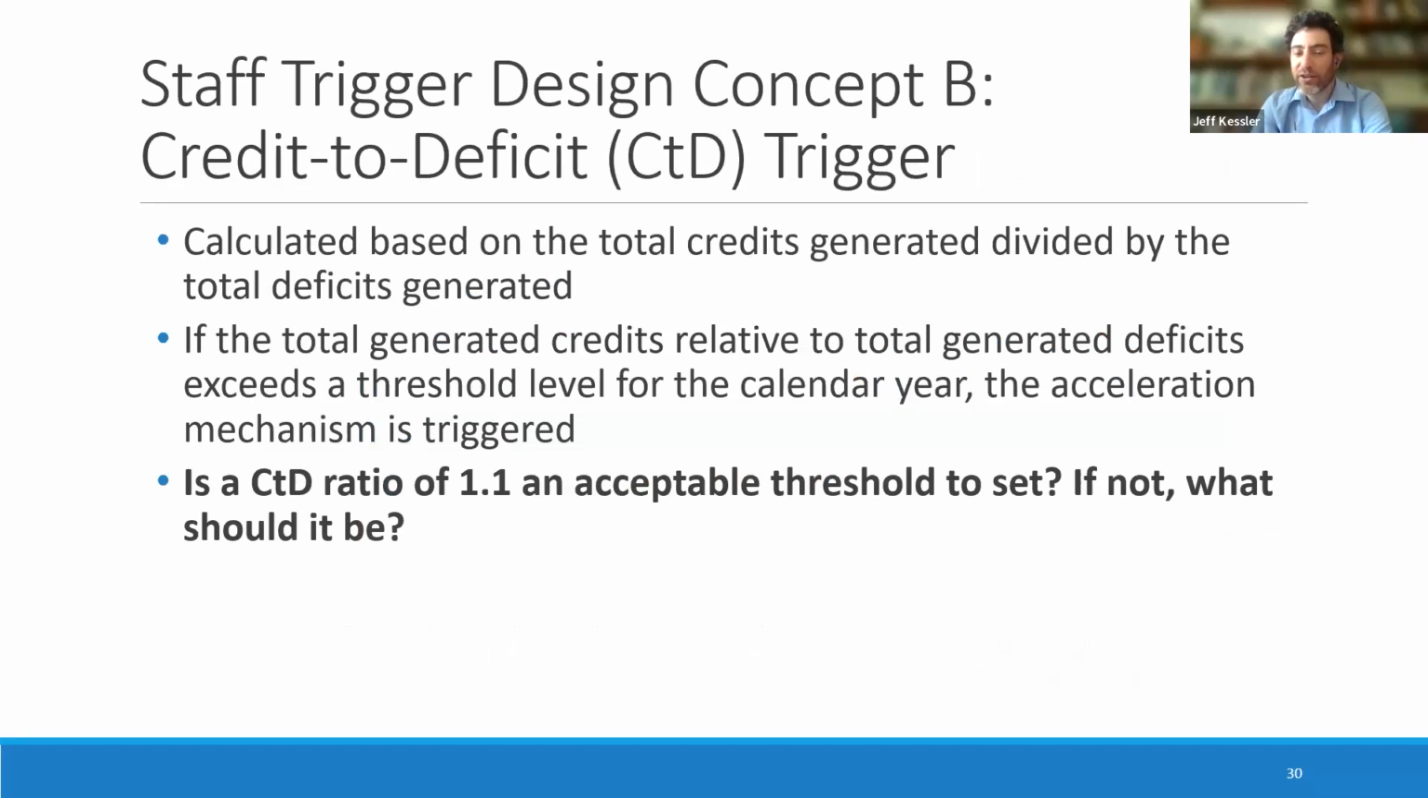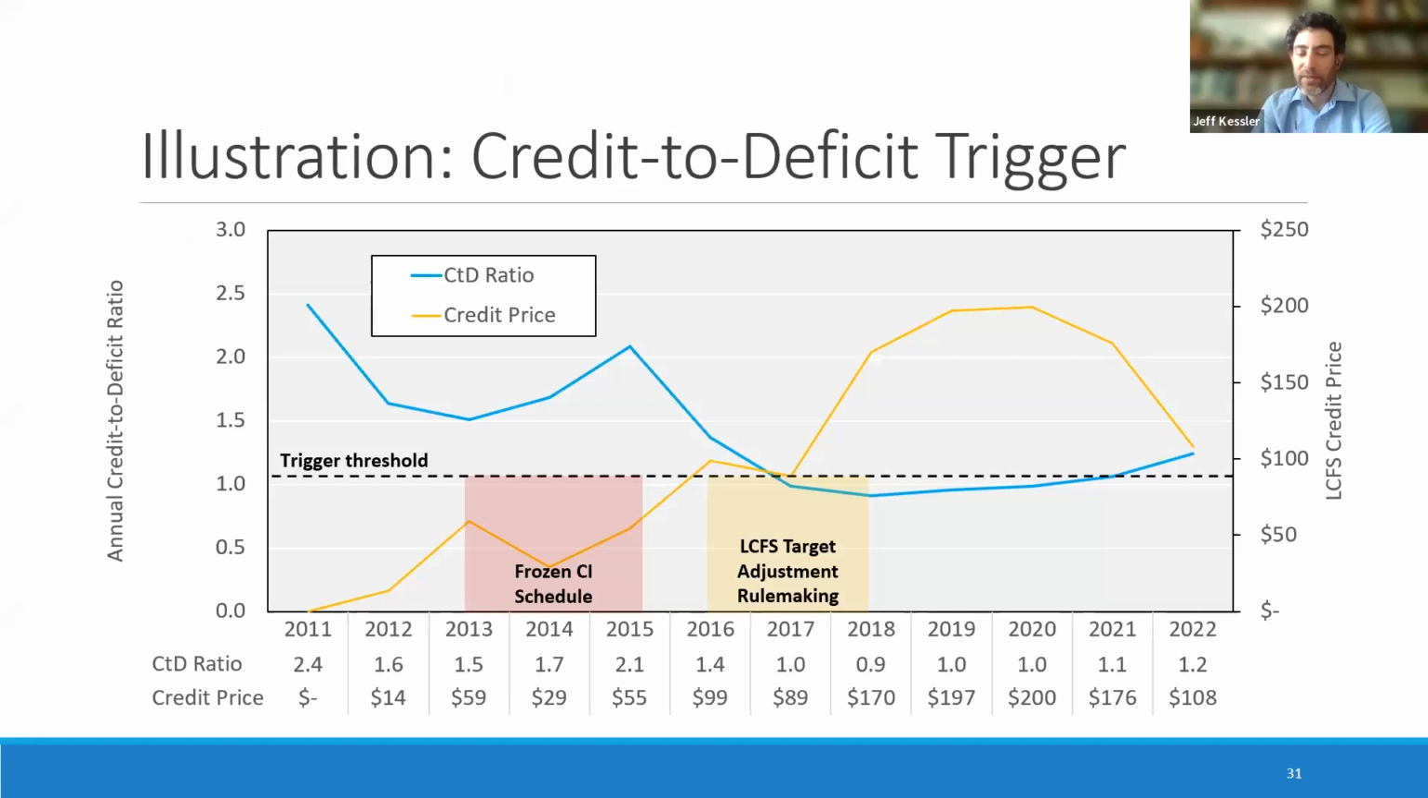Setting a CTD trigger of exactly 1 would significantly limit the ability for regulated entities to bank credits. For analysis on the next slide, a CTD ratio of 1.1 was chosen, which would allow for some growth in the LCFS credit bank over time. In this example, the CTD ratio considered would be averaged over a 1-year period to better capture longer-term market trends. As can be seen, the CTD ratio exceeds the 1.1 threshold from 2011 through 2017, and then again exceeds the defined threshold as of 2022.